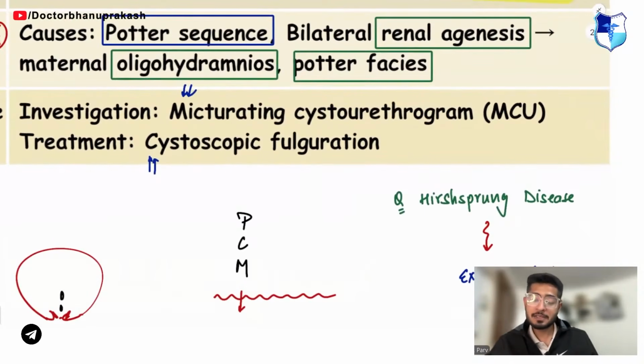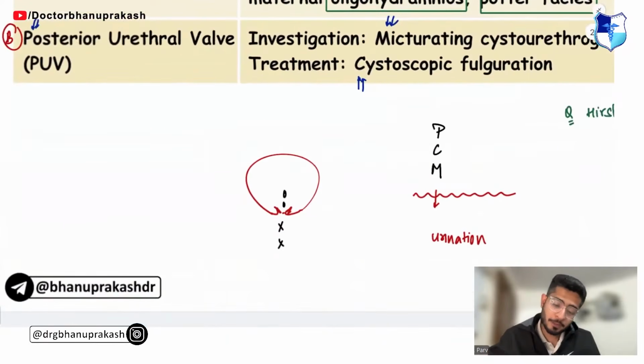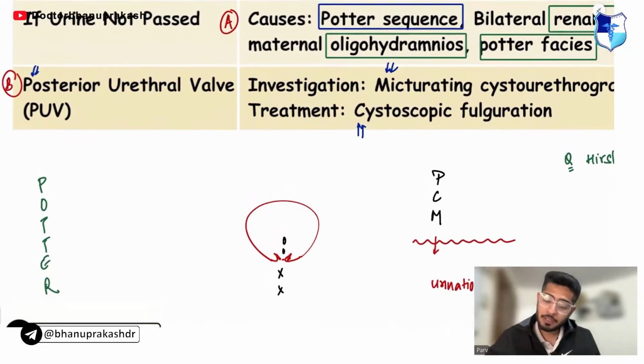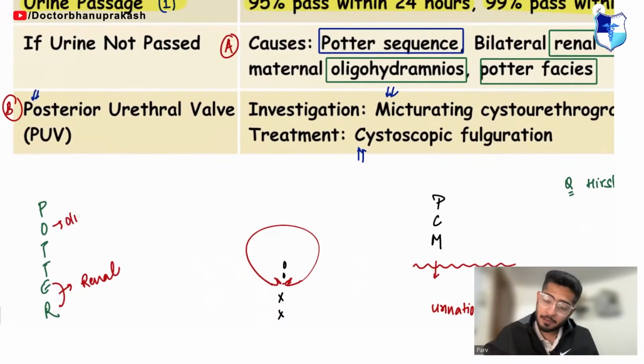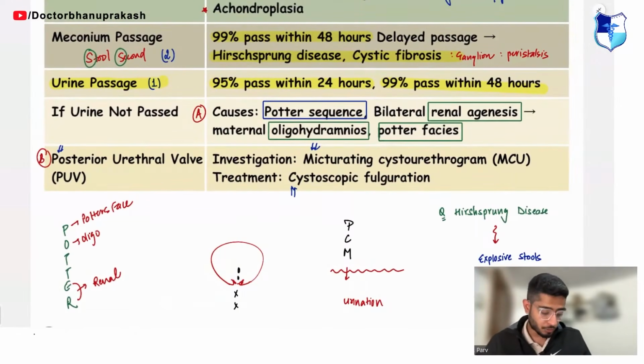Renal agenesis is going to be there. Just remember, I'll give you the mnemonic here. Potter has got a mnemonic. What is the mnemonic? Remember, ER or RE is going to be renal agenesis, O for oligohydramnios, and P for Potter's face. So this is how you can remember, my dear good children.